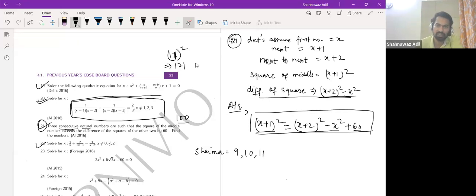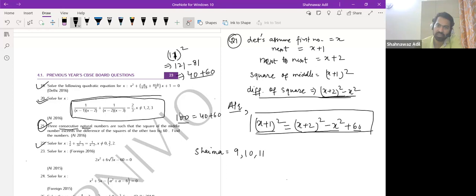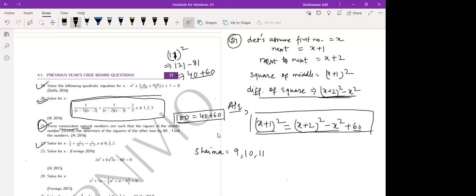That is why this is 81. So this is 40. And if we add 40 plus 60, what will we get? 100. So this is the correct answer, right, Shaima? Yes, sir. Even I got 9, or x is minus 7.